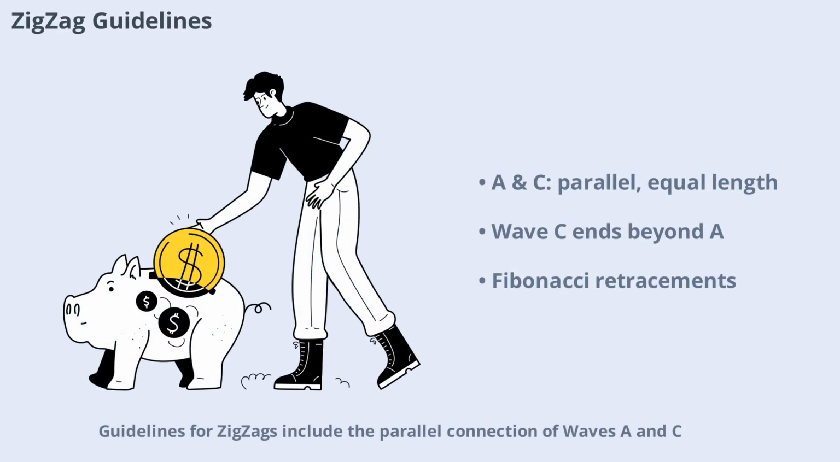Guidelines for zigzags include the parallel connection of waves A and C to the line connecting the origin of the zigzag to point B. Waves A and C are usually equal in length and often subdivided into impulse waves. Wave C always ends beyond wave A, while A and C are often equal.